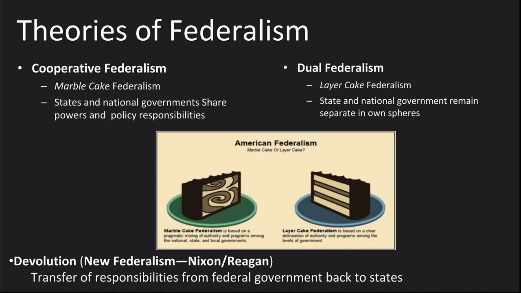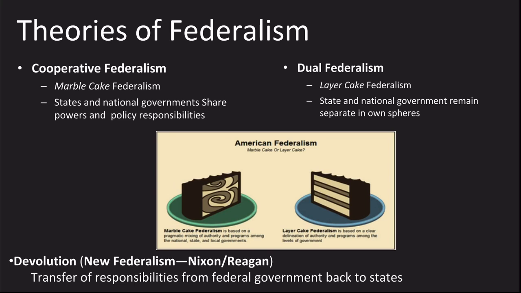On the opposite side, we have dual federalism, or layer cake federalism. This is when state and national governments remain separate in their own spheres, that there are not a lot of overlaps between the two levels, that each level of government has very distinct expectations. And so with these theories of federalism, we're talking about what we think federalism should be. Some people think that both levels should be working together and cooperating regularly. Others say no, there needs to be a more distinct and defined line between what federal governments should be responsible for and what state governments should be.